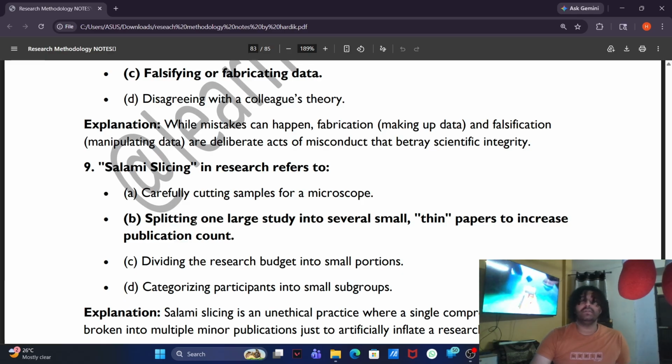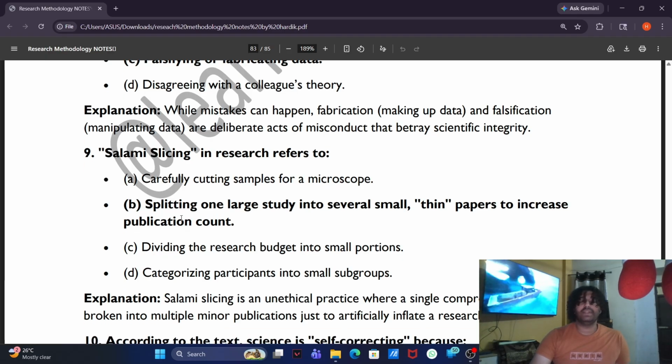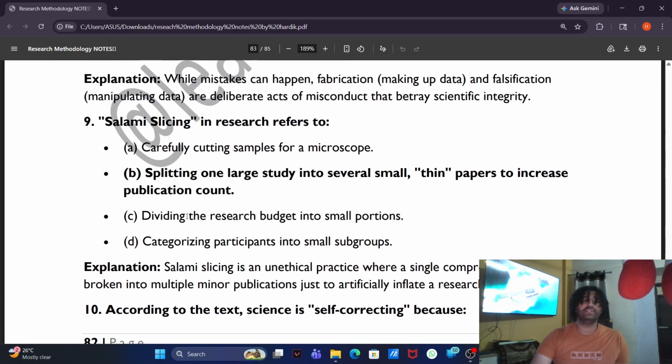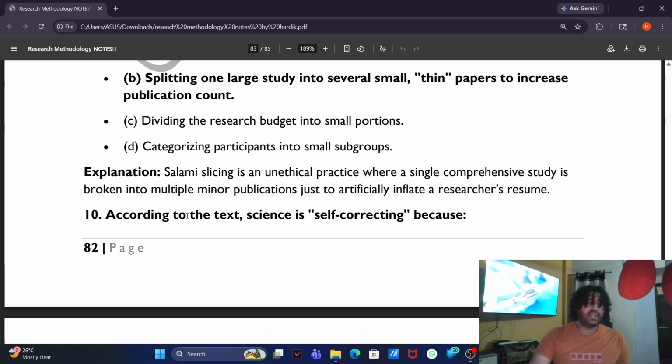Salami slicing in research refers to splitting one large study into several small, thin papers to increase publication count. Salami slicing is an unethical practice where a single comprehensive study is broken into multiple minor publications just to artificially inflate a researcher's resume.